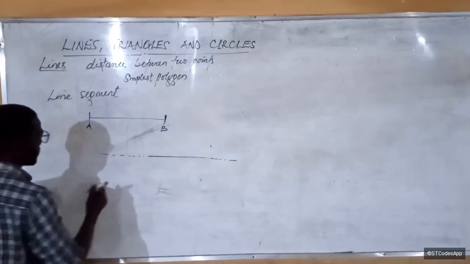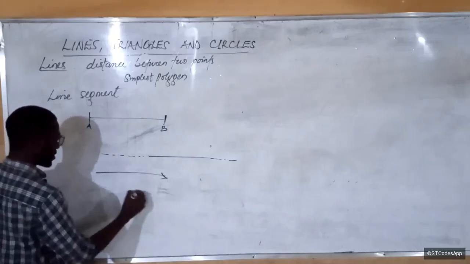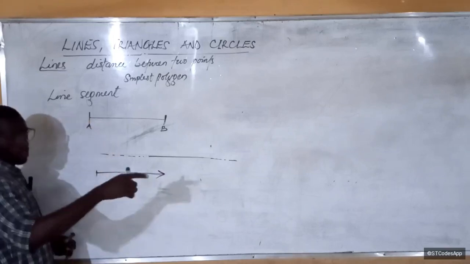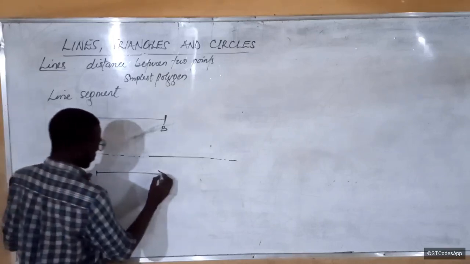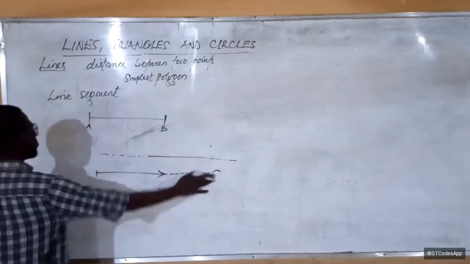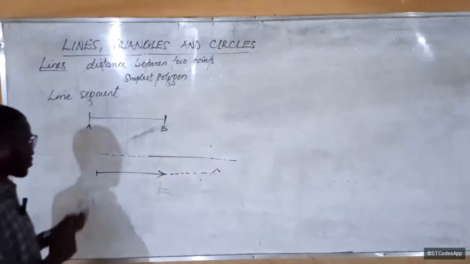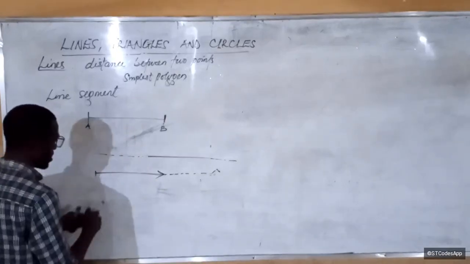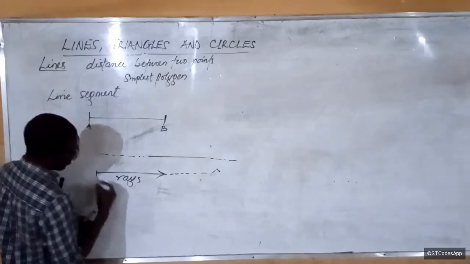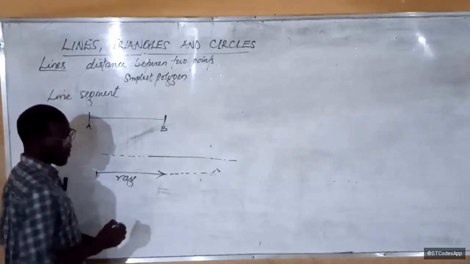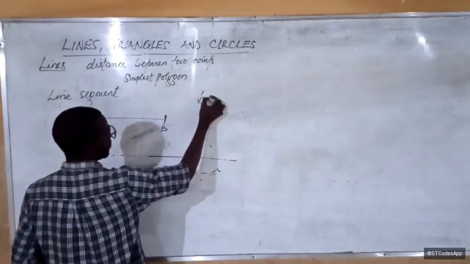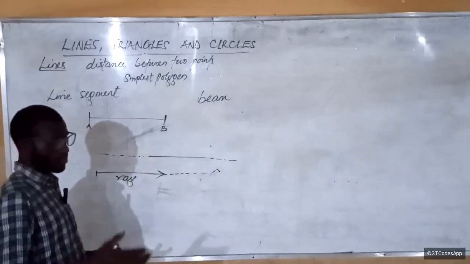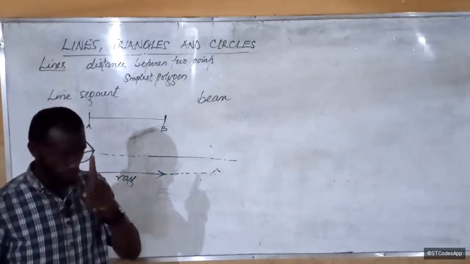There's also the ray. A ray is bounded at 1 point and then it continues on the other side, to eternity. So you can continue to draw it. Most of the time, your shape questions are going to be giving you rays to work with. This is not physics, but when you have many rays together, what do you call them? A beam of light. So this is a ray. One of them is a ray.